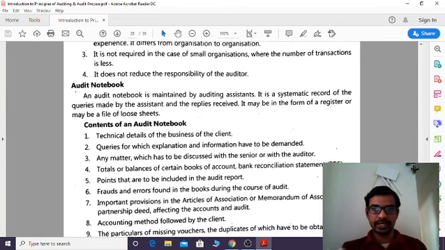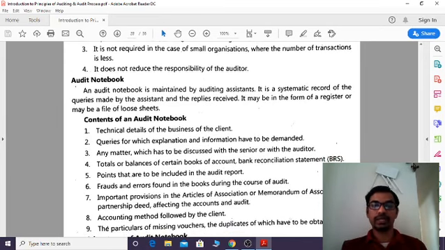It is a systematic record of the queries made by the assistant and the replies received. It is a systematic record of the queries that arise to the assistant, which are forwarded to the auditor, and whatever reply is given by the auditor, all that is maintained in the audit notebook. It may be in the form of a register or a file of loose sheets.